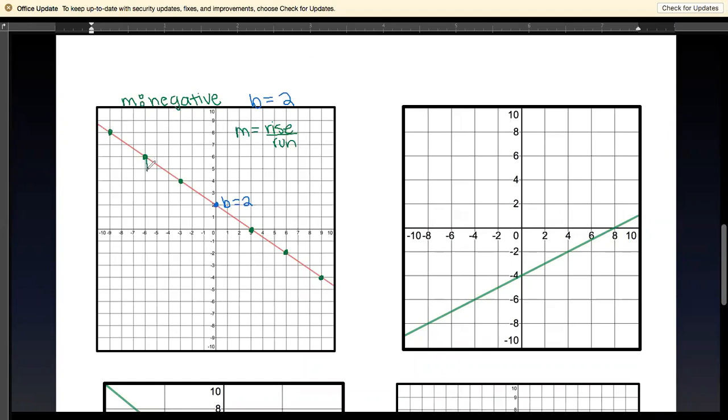So if I make a right triangle between 2 points, it doesn't matter if your triangle's on top or bottom. How much am I rising? 2. How much am I running? 3. So my rise over run is 2/3, but my slope is negative, so that's negative 2/3. I'm going to do another one just so everyone can see. It doesn't matter what points you choose. Make a right triangle between the points.